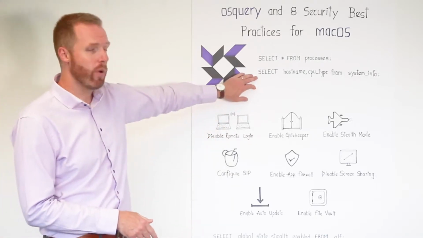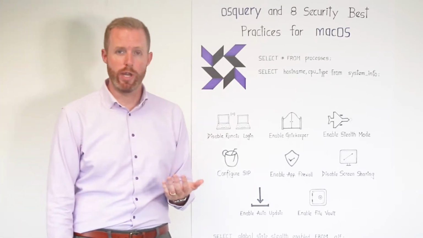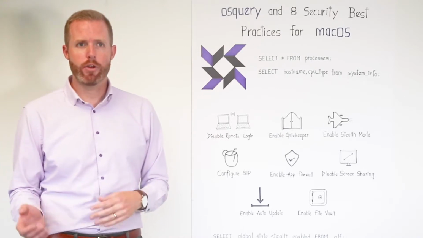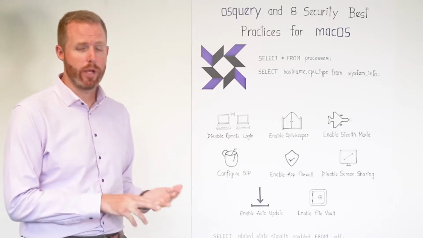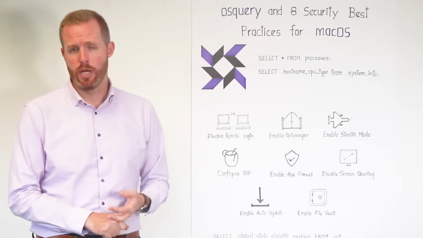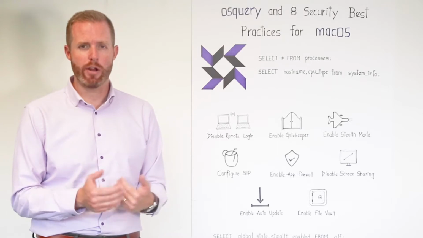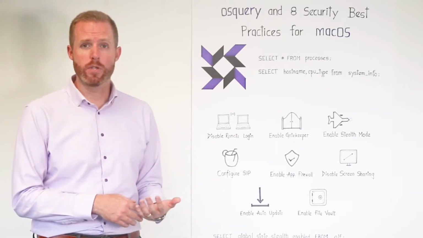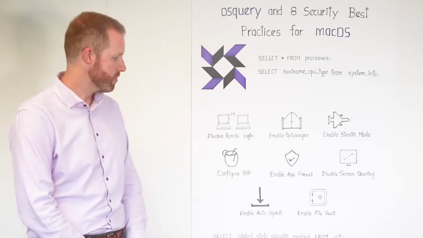The second example query here is select hostname and CPU type from system_info. System_info is a table that gives you characteristics that describe the system that we're querying. So in this case, we're getting back hostname and CPU type, but I might get things like the UUID or other system characteristics back from querying this table. Really useful for something like an asset inventory or CMDB type use case.